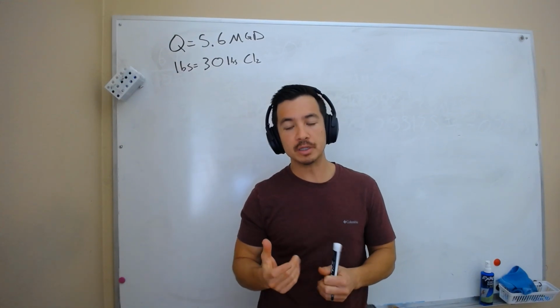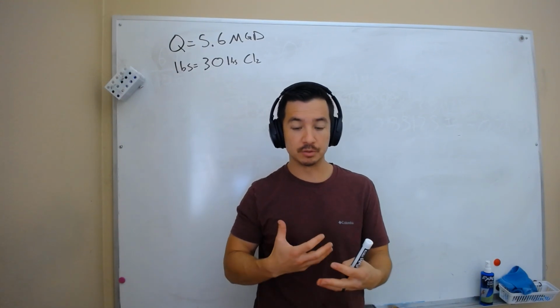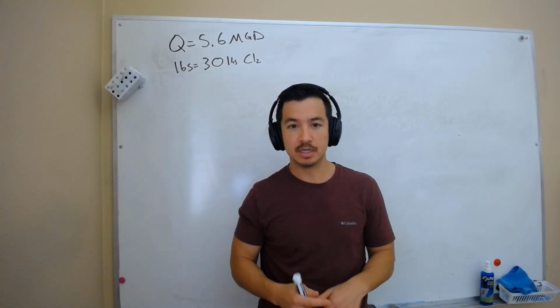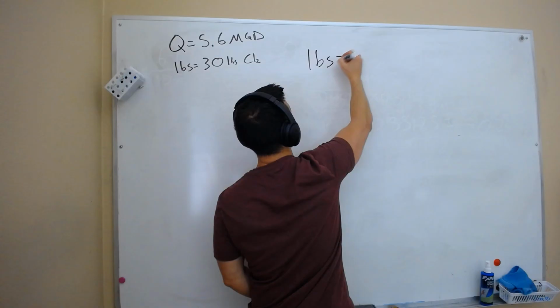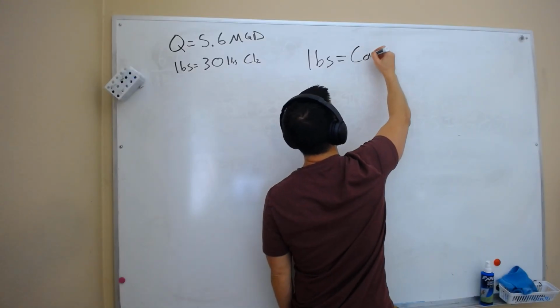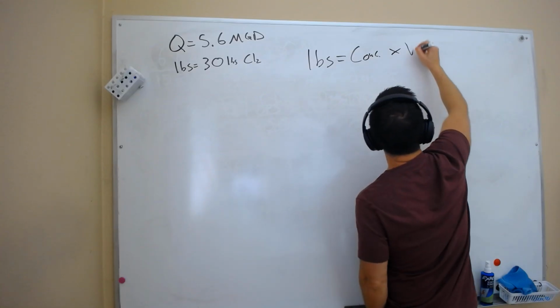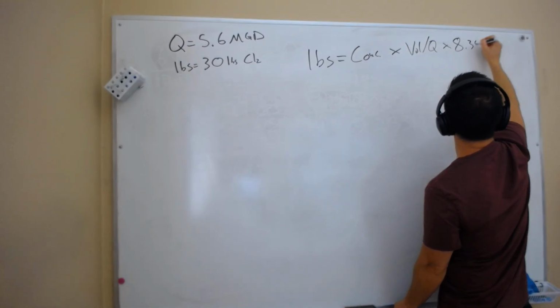All right, in this problem, we're going to be looking at dosing. Specifically, we're going to be using the pounds formula when it comes to dosing with chlorine gas. Now, our traditional pounds formula is written out as pounds of whatever it is, in this case, chlorine gas, is going to be equal to the concentration times my volume or flow times my weight of water, 8.34. Now remember, the units here really matter.